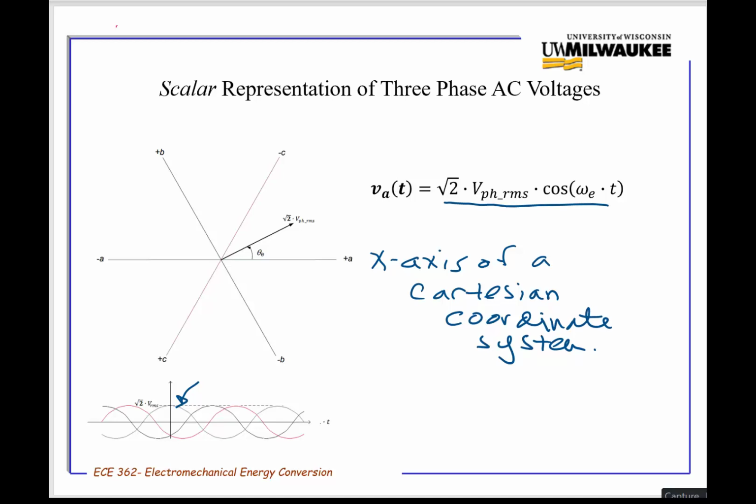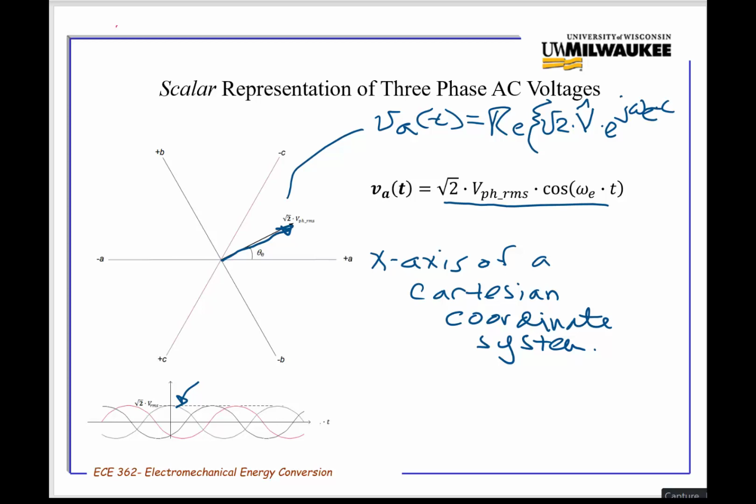And we showed that if we have a phasor here that's mathematically represented as the rotating phasor, the real part of square root of 2 times a stationary complex phasor that has the RMS amplitude and the phase, times e^(j omega t), which is the time variant part of that, this phasor is moving at this angular velocity of omega e.